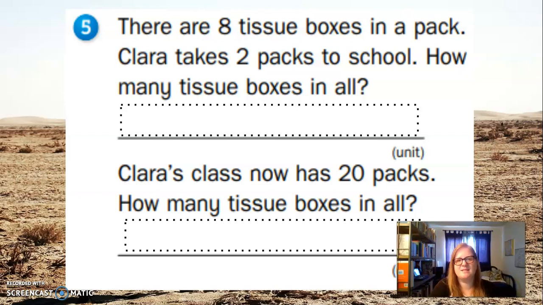There are 6 tissue boxes in a pack. Clara takes 2 packs to school. How many tissue boxes in all? Clara's class now has 20 packs. How many tissue boxes in all?